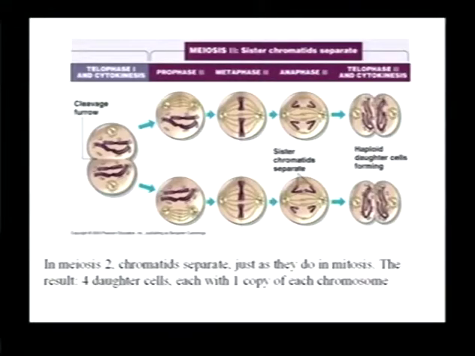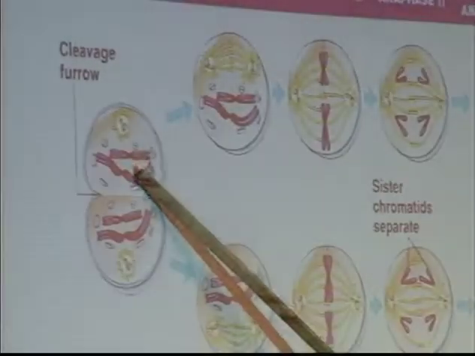This figure shows telophase of the first meiotic division, and it's a little bit easier to see the fact that we only have 2 chromosomes in each of these cells, whereas the starting cell had 4. One copy of each chromosome.